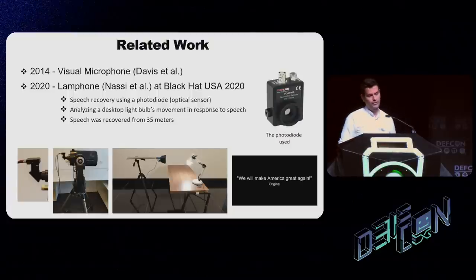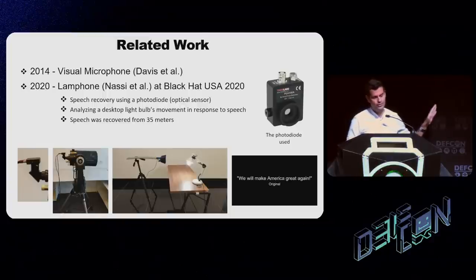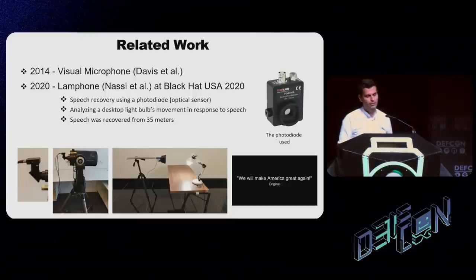We show that attackers can analyze the movement of a desktop light bulb, such as the one that you can see in the picture, by obtaining optical measurements using the photodiode, and then recover the speech played by the speakers that are placed nearby the desktop. We demonstrated speech recovery from various distances up to 35 meters away. You can see the experimental setup at the bottom. The photodiode was mounted into a telescope. The telescope was directed to the light bulb that was placed on top of the table, on top of the desktop, and the speakers were used in order to play the speech.